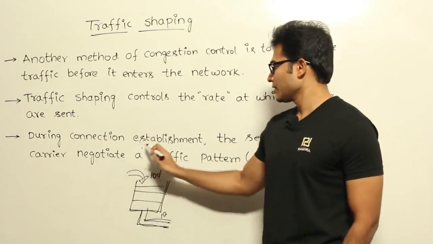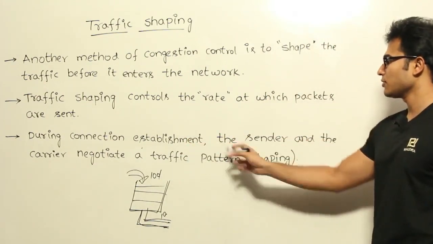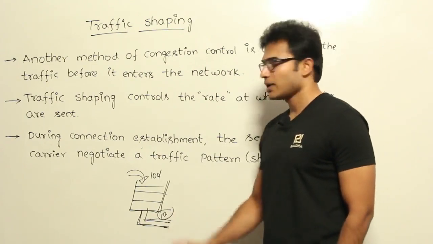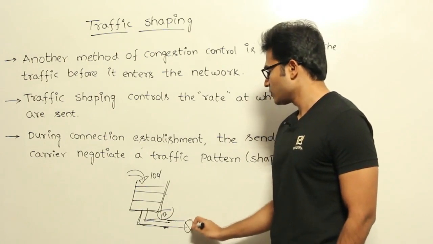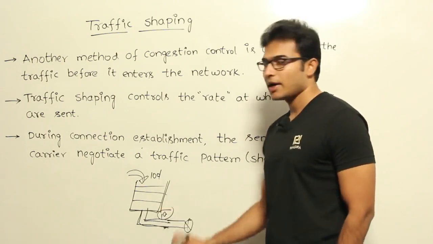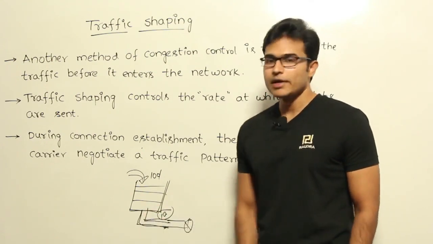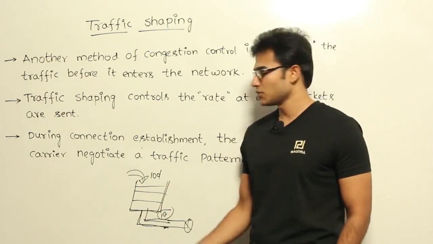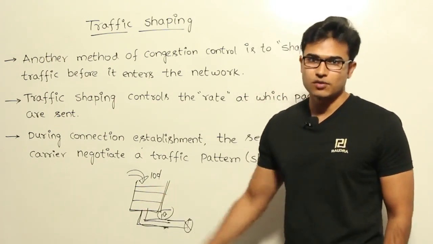And during the connection establishment, the sender and the carrier negotiate a traffic pattern. So how do you know that there has to be only 10 packets per second? That is what you are going to negotiate with the network. Got it? So you negotiate with the network how many packets it can take per second, and depending on that you are going to maintain your outflow. So how to do this? We are going to do this mainly by two algorithms. One is called leaky bucket and the other one is called token bucket. We shall see both of them.